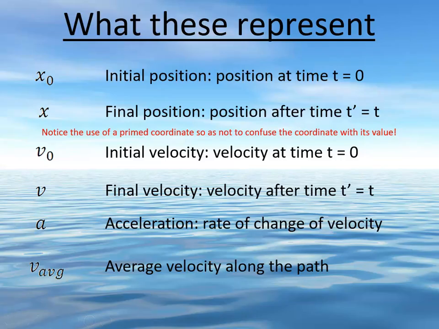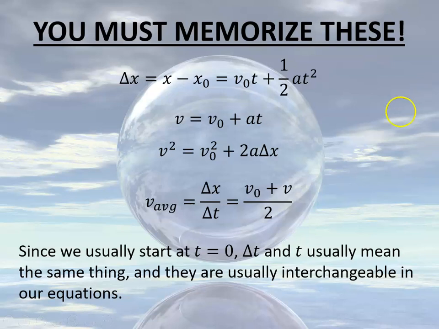So, just a reminder what these symbols mean. X naught is initial position, v naught is initial velocity, x is final position, v is final velocity, a is acceleration, and v average is the average velocity along a path. That v average equation is most often useful when taking the second part of this equality and rearranging for something, like maybe saying that final velocity is equal to 2 delta x over delta t minus v naught, if you're given v naught, delta x, and delta t.